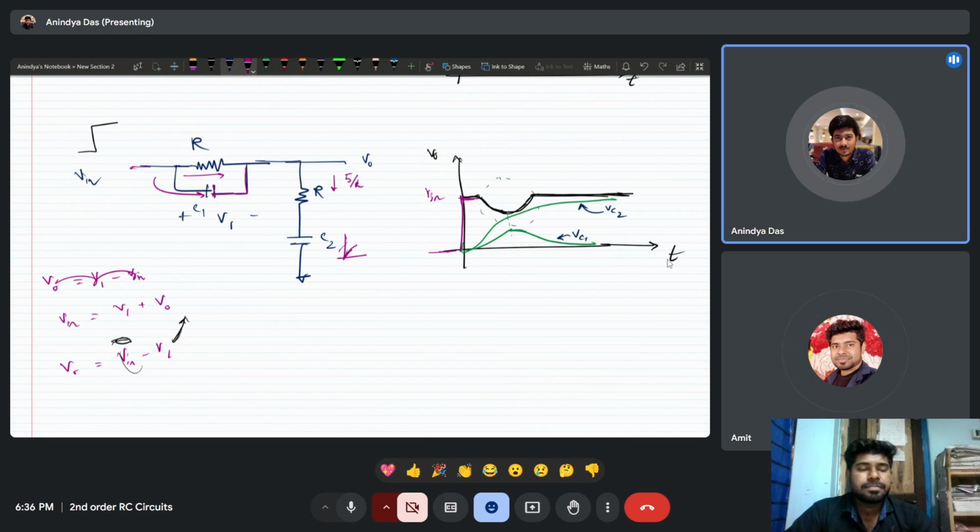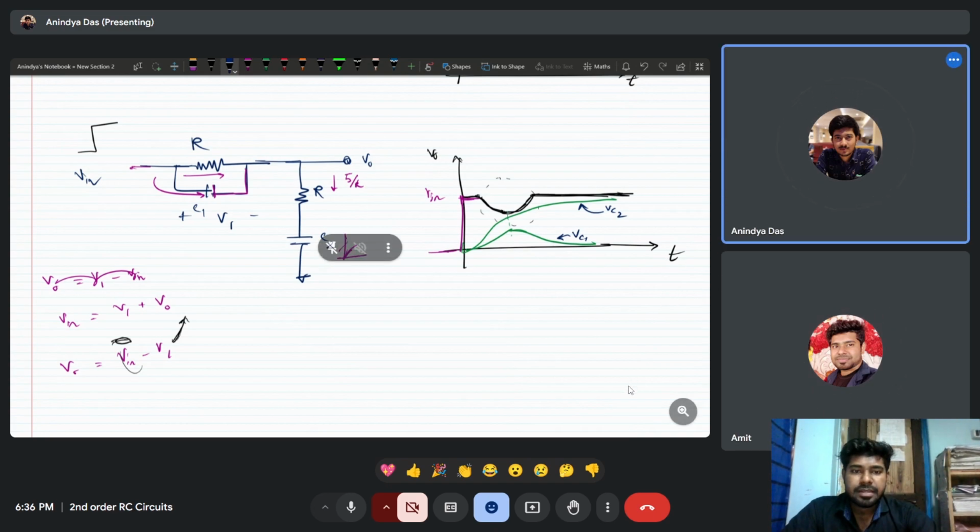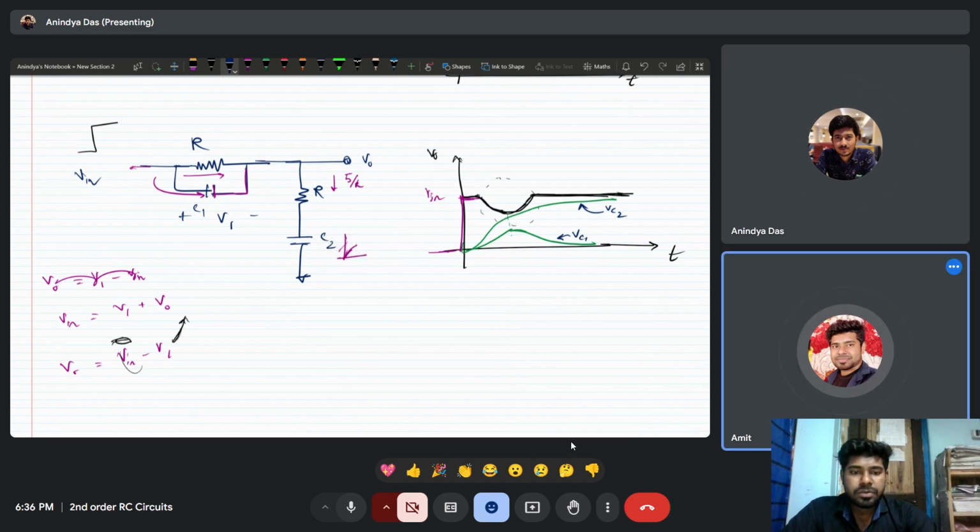And the next problem will be discussed by Amit. So the main thing is the output: there will be a dip between the steady state and zero. Okay, so now I will be sharing.